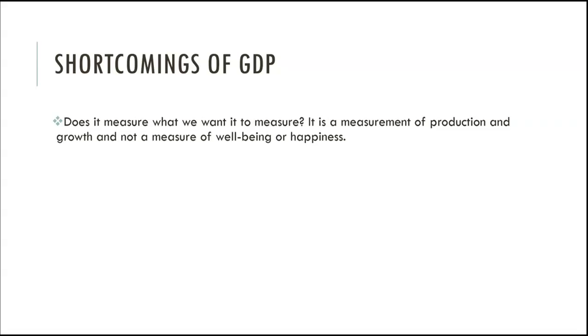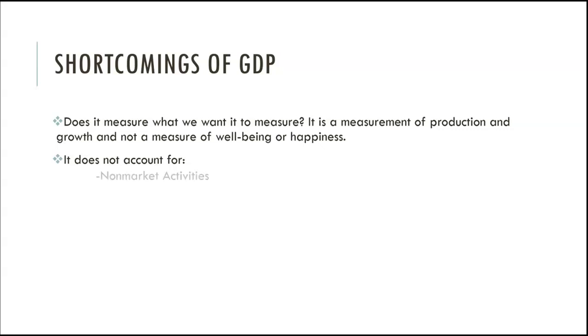But does GDP measure what we really want it to measure? Truly, it's just a measure of production and growth. How much we're producing as an entire country. It doesn't actually measure well-being or happiness. And so we have to try to think about, is this a good proxy for well-being or happiness? If incomes are going up, do we expect that people are happier or better off?